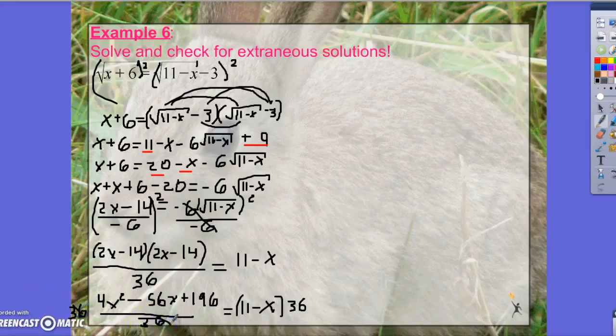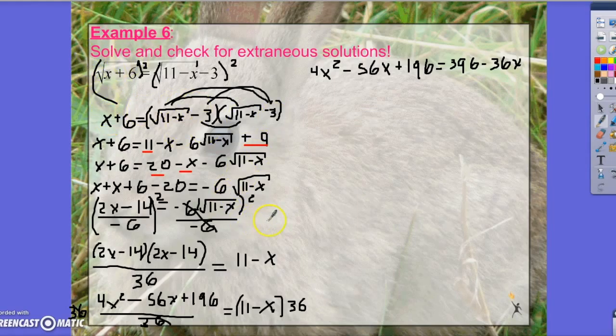So if I times that, here's what I get. I distribute 36 to both of them. And I'm finally almost finished, I promise. What we have to do is move everything over to the left, set it equal to 0, and factor.